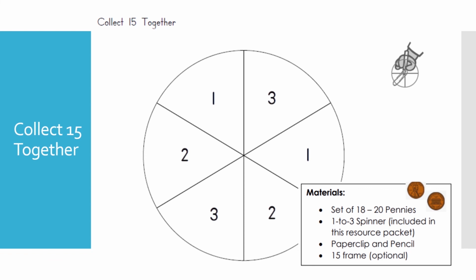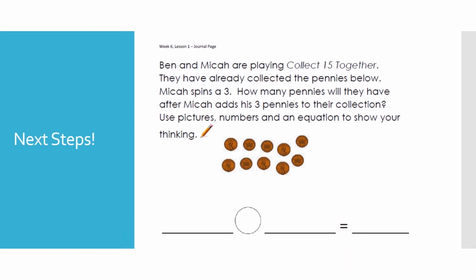Well, the game is over as soon as you have at least 15 pennies. So depending on your ending roll, you may end up with exactly 15 or more than 15. As you continue playing through Collect 15 together, think about some of the different combinations that you were able to use and add together to get to 15.